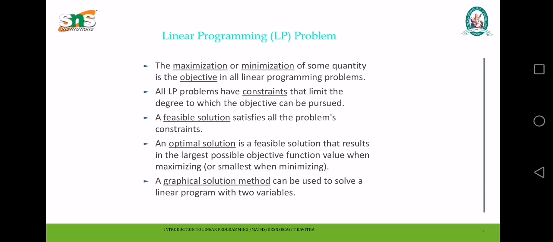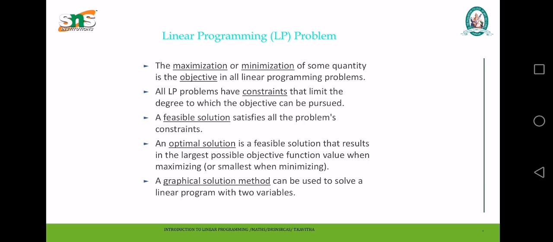The maximization or minimization of some quantity is the objective in all linear programming problems. The objective is maximization or minimization, maximizing the profit and minimizing the loss. This is the objective for these problems. All LP problems have constraints that limit the degree to which the objective can be pursued.